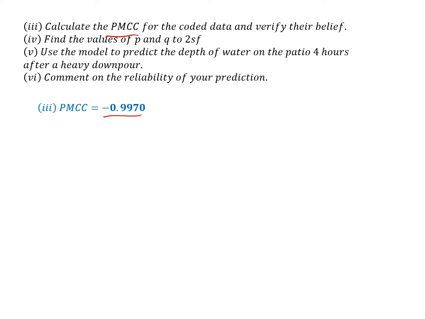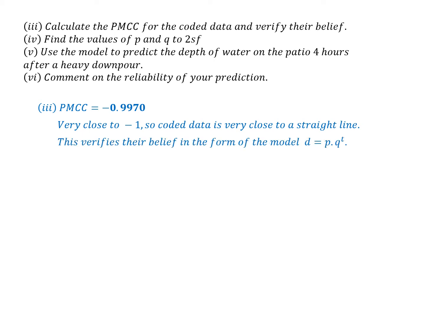How does that verify their belief? Well, because that's very close to -1, that shows that the coded data is very, very close to a straight line. And the coded data is the linear model. So that verifies the belief in the model that was originally proposed. And that's the model that was originally proposed, d equals p times q to the t.